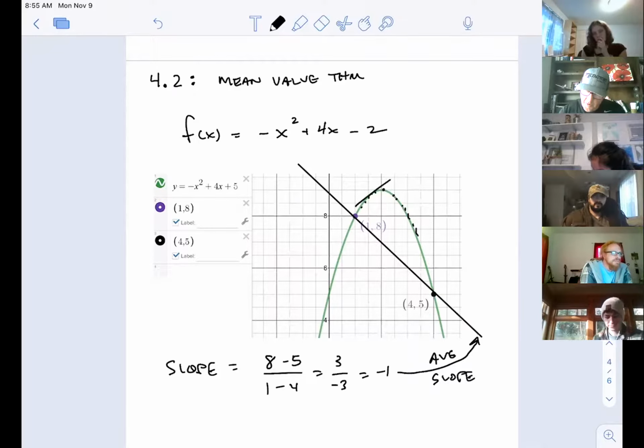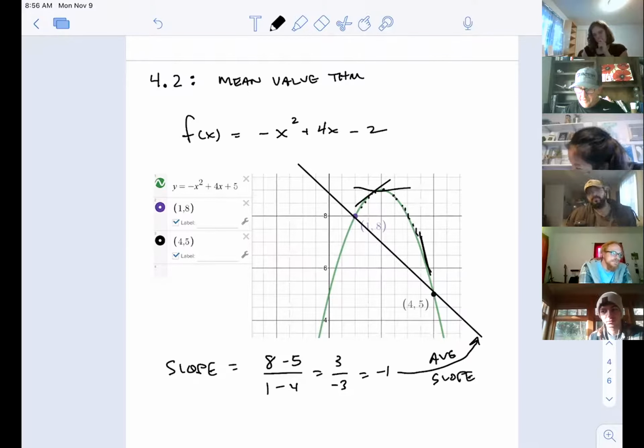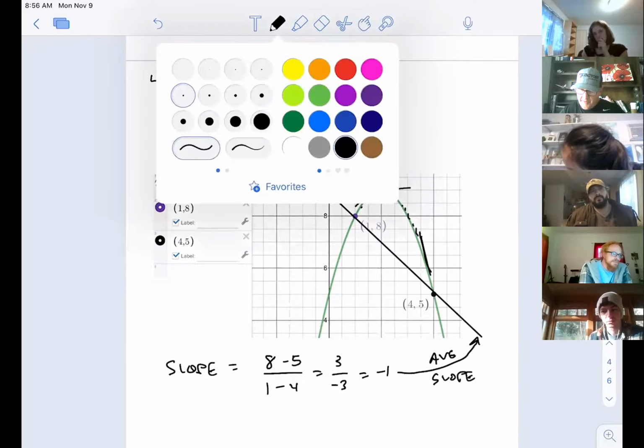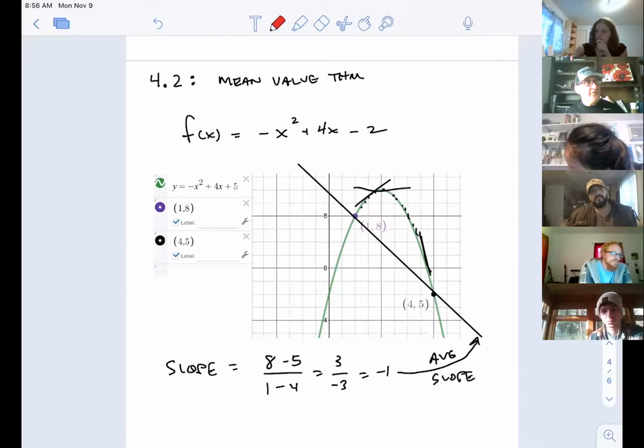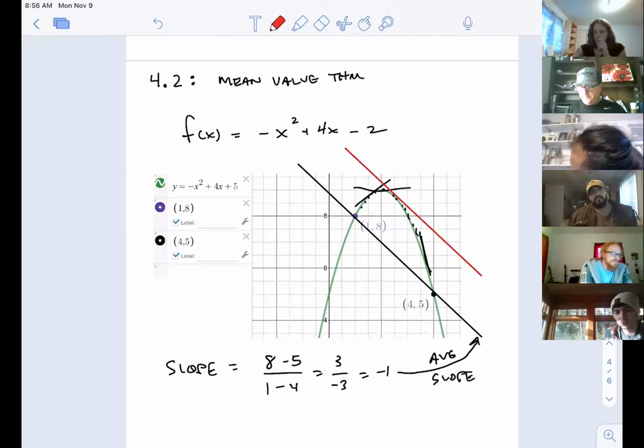There's a positive slope. There's a 0 slope. Here's a really steep negative slope, like -4 or something. You had slopes all over the place, but the average slope was -1. What the mean value theorem says is there must also be some place, of all the slopes that existed, where the slope, and I'd say it's about right there, wouldn't you?